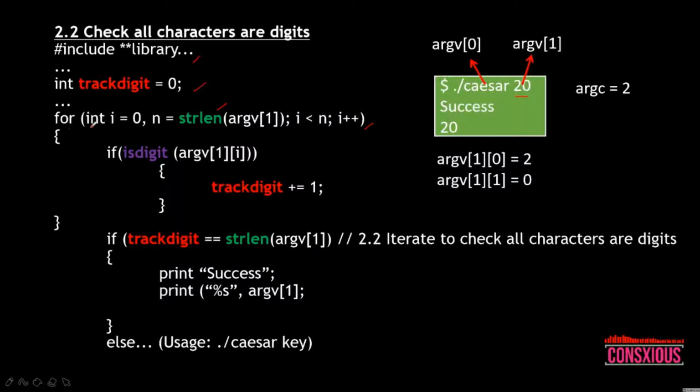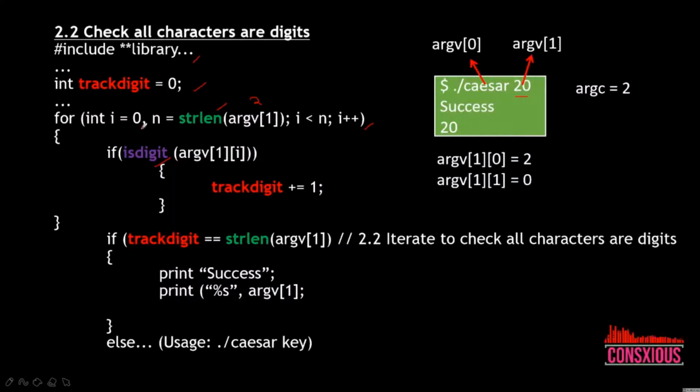So we use the for loop, integer i equals 0, n equals string length of argument vectors 1, which is this. From the string length here, we can see the string length is 2. So this is 1, this is 2. So this is going to be 2. So i is less than n, i plus plus. So in here, we will set conditions to check whether the key is a digit. So we use is digit here, with argument vectors 1 and i.